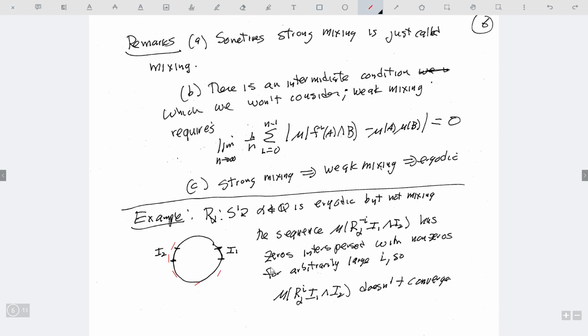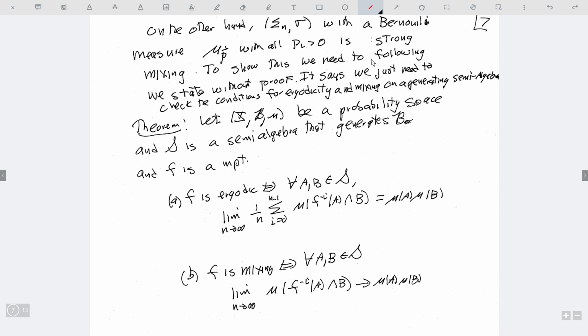It has lots of zeros, and then it has a non-zero, then a lot of zeros, then a non-zero. So this series will never converge because it's always 0, 0, 0, 0, then a quarter, 0, 0, 0, and some other number, whatever. Okay, so definitely doesn't converge. So this is ergodic, but it's not mixing. On the other hand, our Bernoulli measures are mixing.